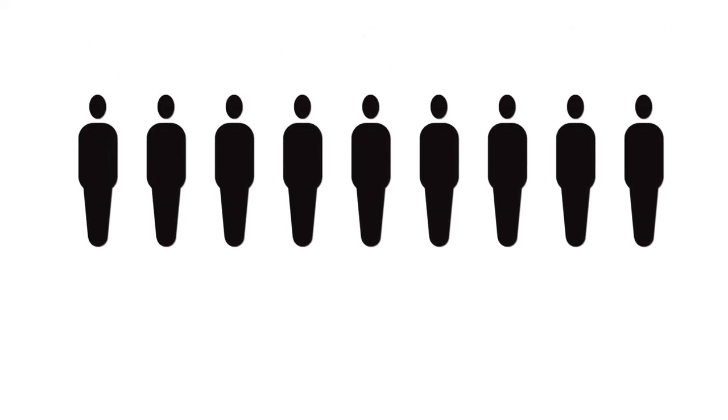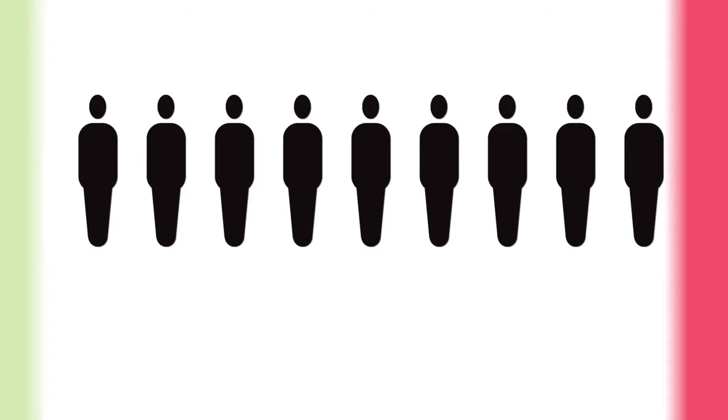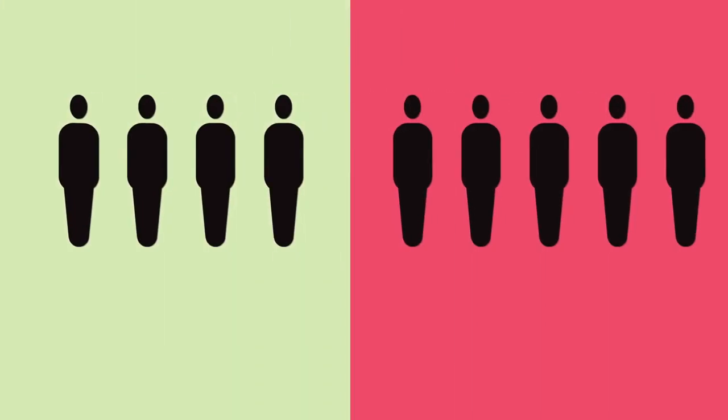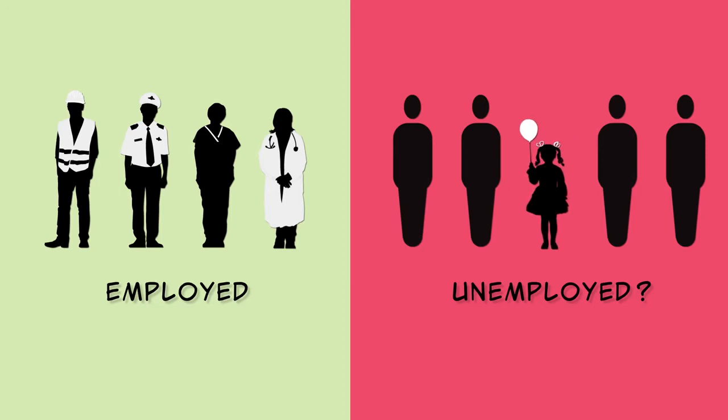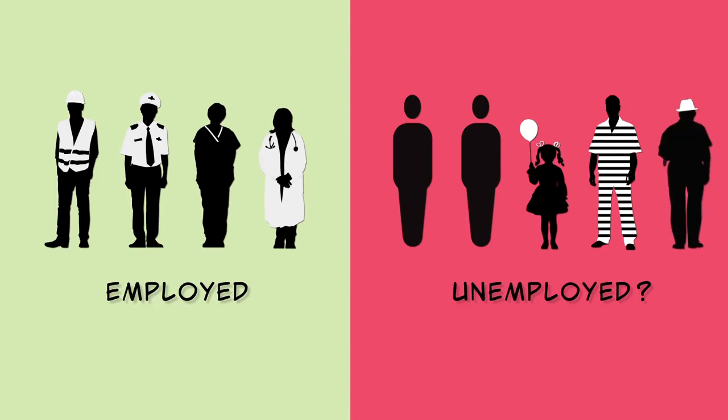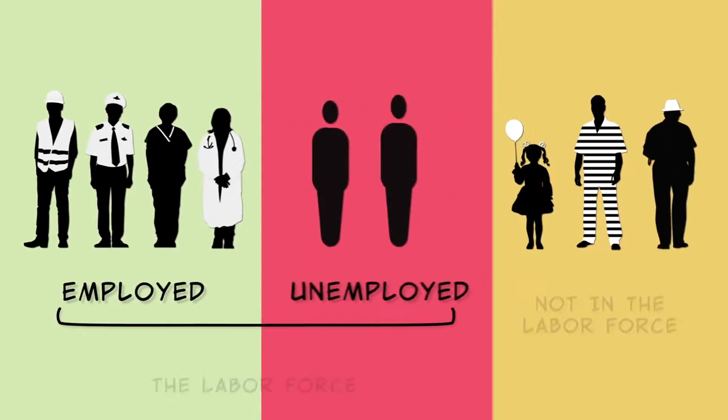Now let's look at how unemployment is defined. A person with a job is employed. But in the official definition, not everyone without a job is unemployed. Is a 6-year-old unemployed? Is a prisoner unemployed? What about a retiree? In each of these cases, the official answer is no.